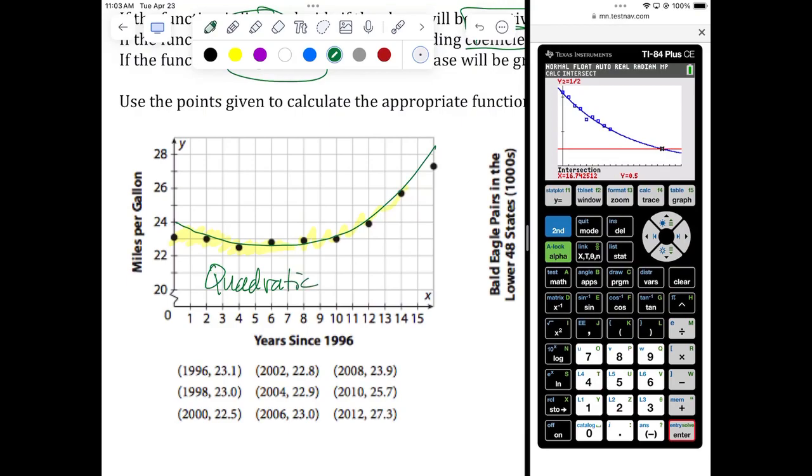And since it opens up, is the leading coefficient positive or negative? Positive. The leading coefficient is greater than 0. I'll just leave it like that.